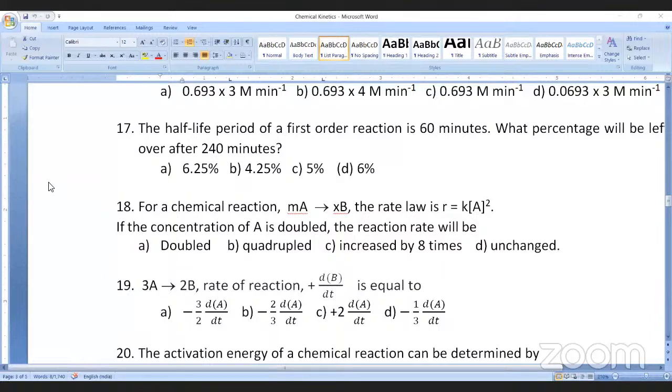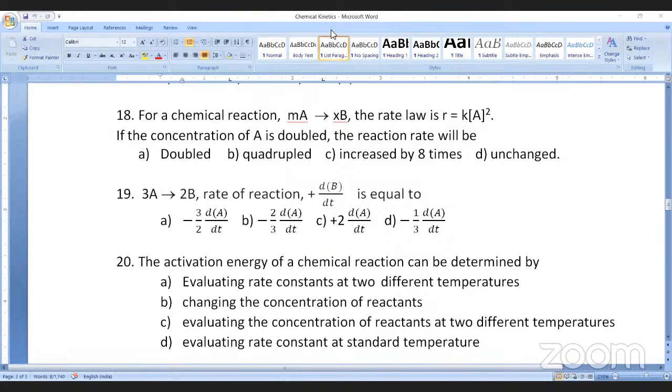See the 19th question. 3A giving you 2B, rate of reaction, plus d of concentration of B by dt is equal to what? So how are you going to write this? You have to write the rate in terms of concentration. So these are the four options they have given.